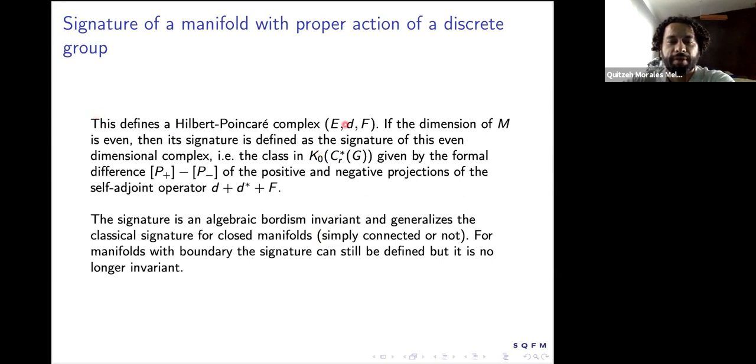So we have this, and now we have this new notion of a Poincaré complex. If the dimension is even, then its signature is the class in K0 of the reduced algebra, the formal difference of the positive and negative projections of this operator. This signature is an algebraic bordism invariant and generalizes the classical signature for closed manifolds, simply connected or not. In the case of not simply connected manifolds, that was work of Mishchenko.